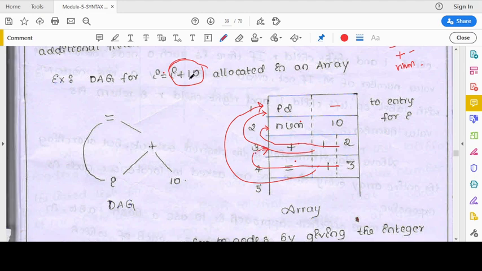DAG to write this I equal to I plus 10. Remember that I cannot use many expressions, so I need to reuse the particular expressions. So I have considered equal to, left child of equal to is I, right child of equal to is plus. It's a node. So again plus left child is I. So I'll rephrase it in this way. Right child of plus is a num value which is 10.